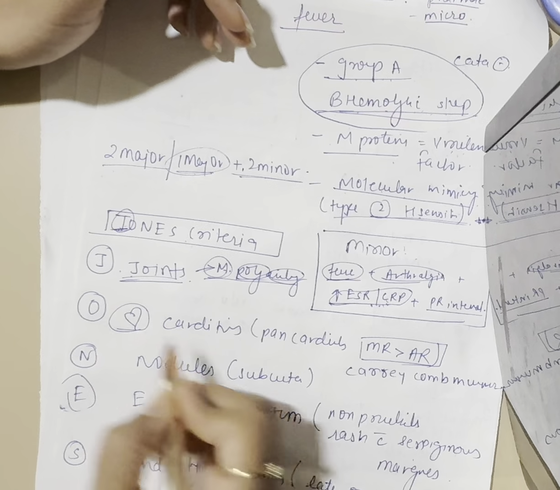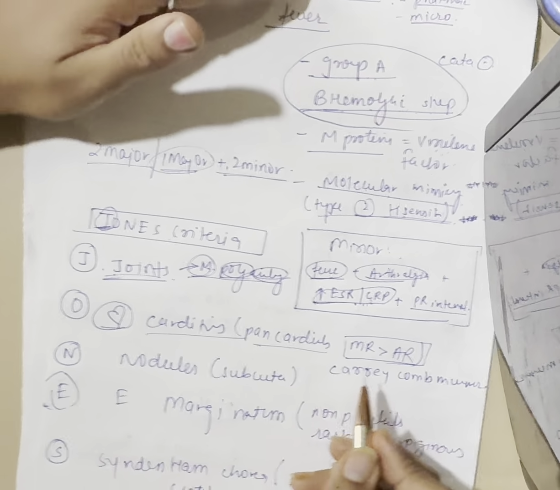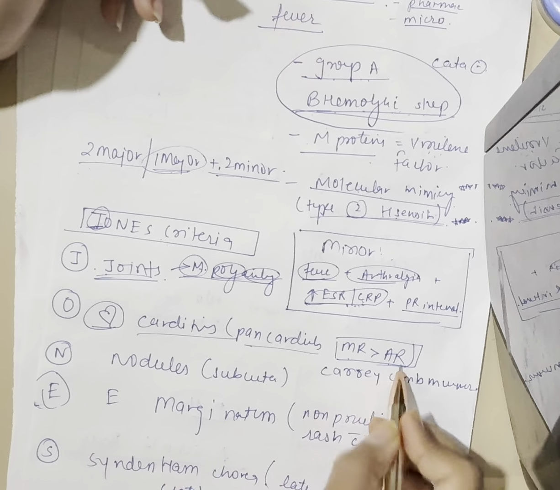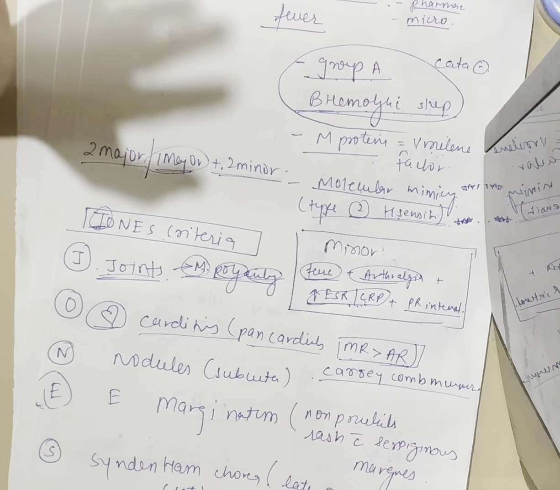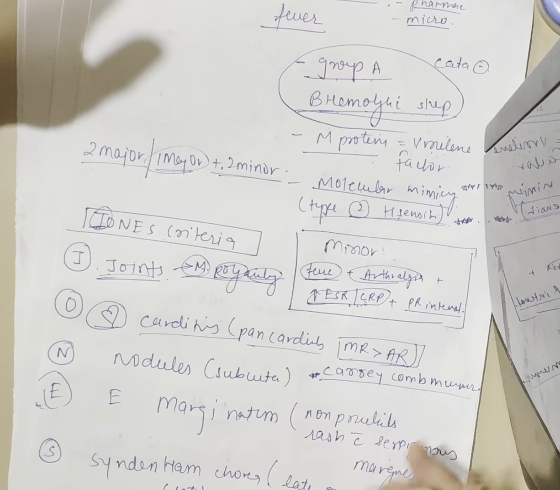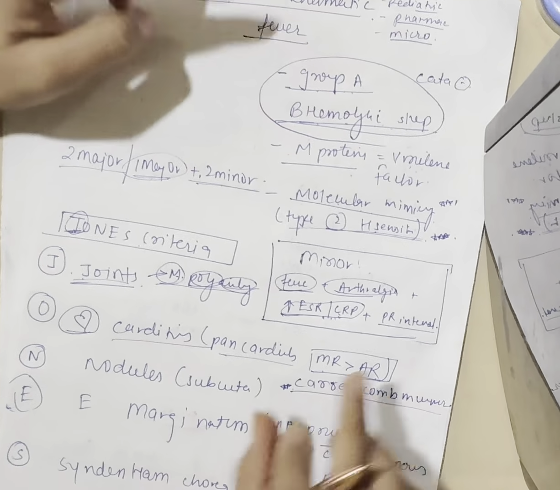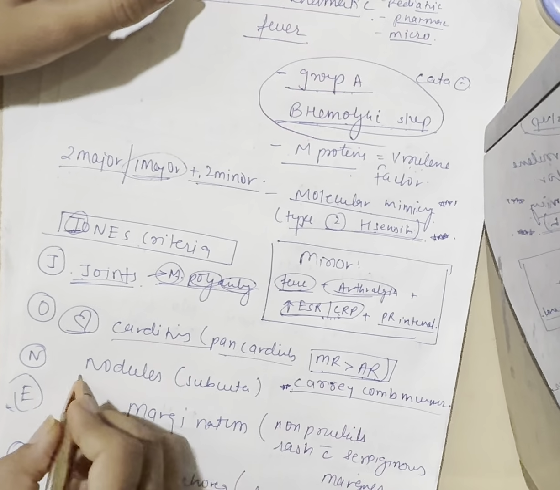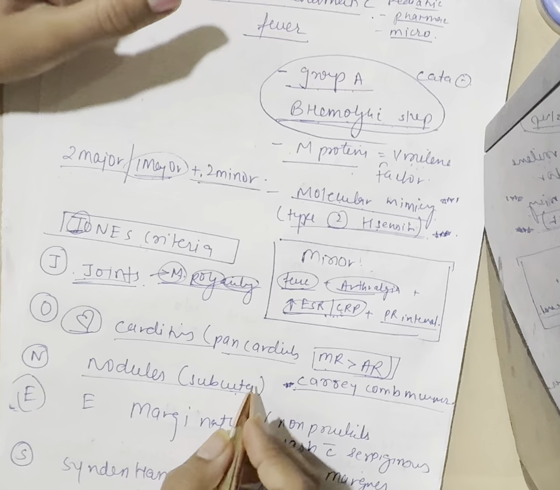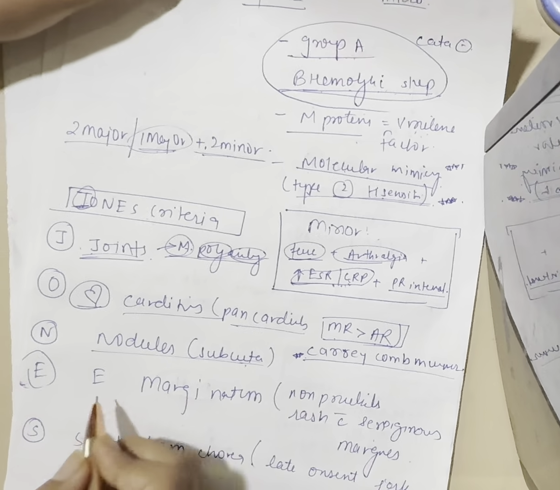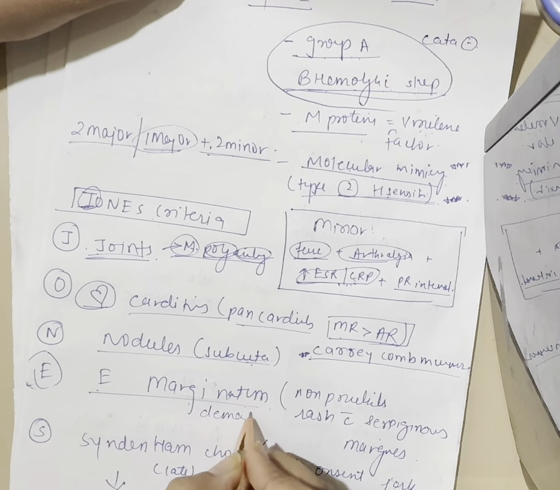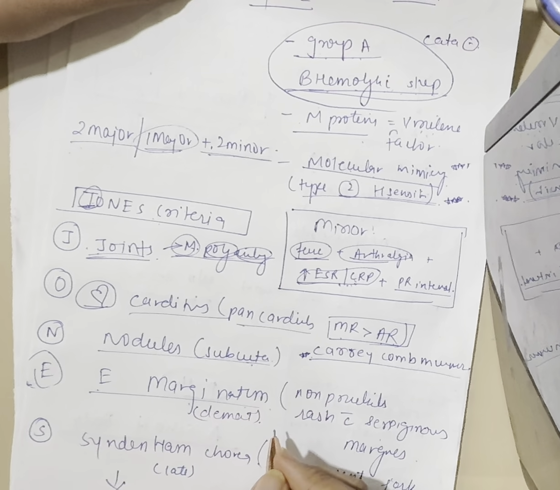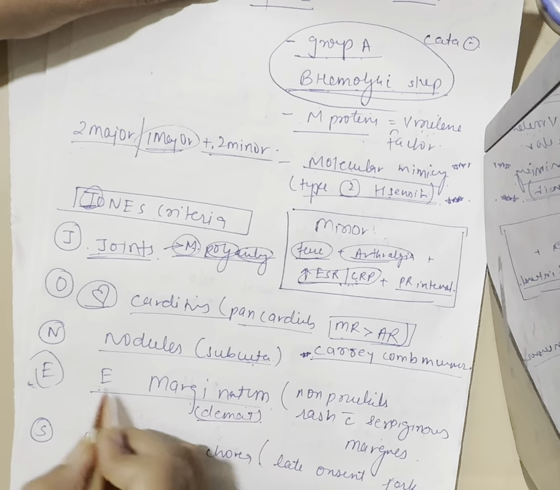Then O for carditis, that is pancarditis. The most common is MR more than AR. The murmur present in this condition is known as Carey Coombs murmur. The murmur specific for acute rheumatic fever is Carey Coombs murmur. Then the presence of nodules, that is subcutaneous nodules. Then E for erythema marginatum, a very classical dermatology image. I will post it in my video.